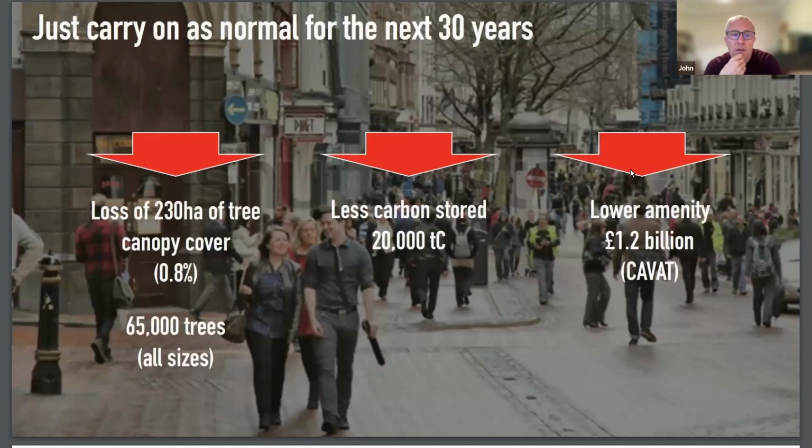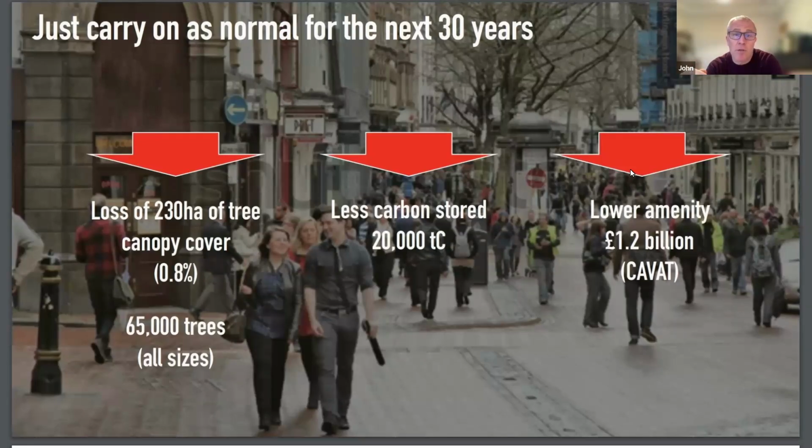So these are the headline figures. A loss of 230 hectares of tree canopy, or that's 0.8 percentage points reduction from current levels. They're worth about 20,000 fewer tons of carbon stored, potentially actually then released. A reduction in amenity value of over £1 billion. That's using CAVAT, Capital Asset Valuation for Amenity Trees. So I hope that link will get posted if you want to know more about that.